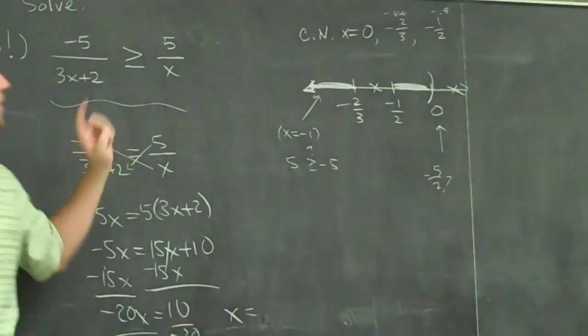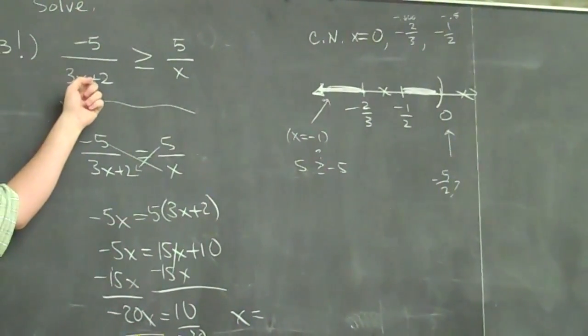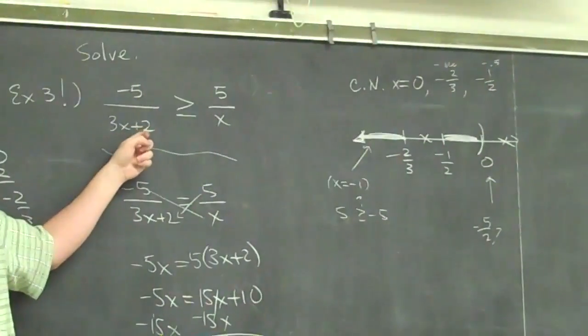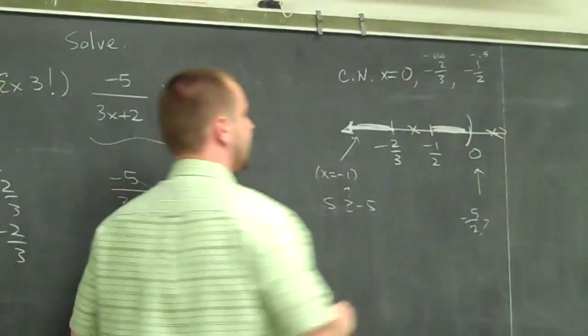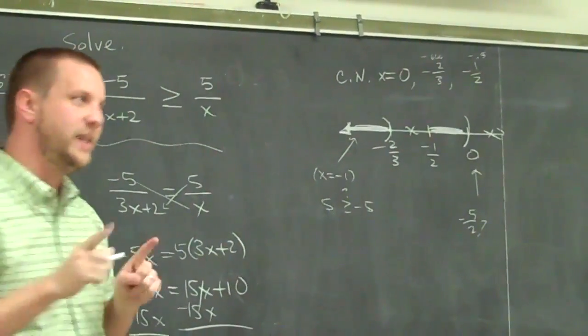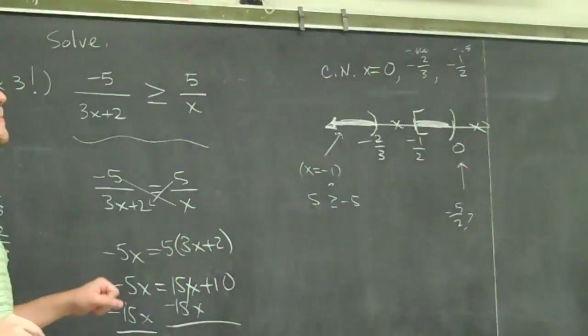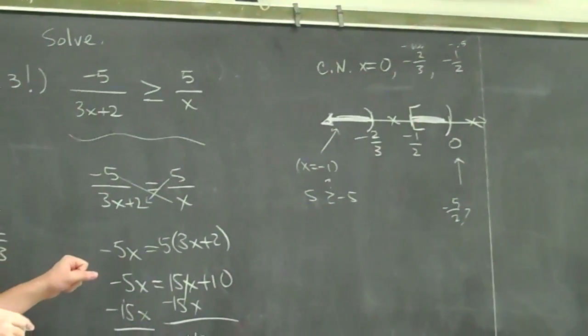No, not negative 1/2. Negative 1/2 doesn't make this denominator 0. No, negative 2/3. Negative 2/3, yeah. That's the one that made this one 0, right? So that gets a parenthesis. The negative 1/2 though, it gets a square bracket.